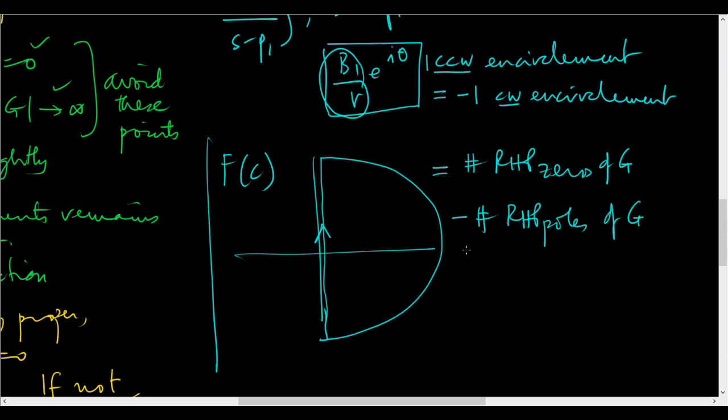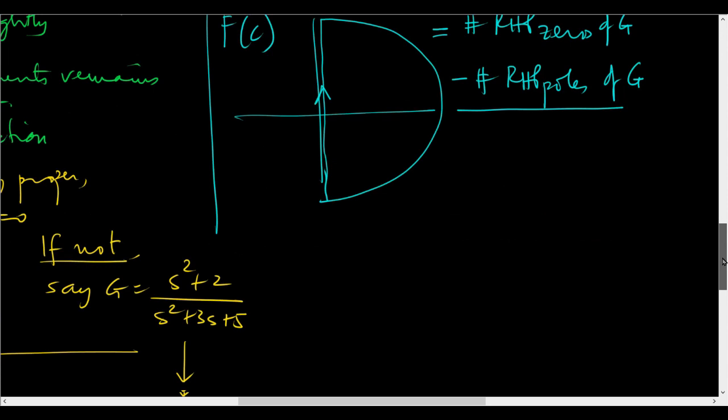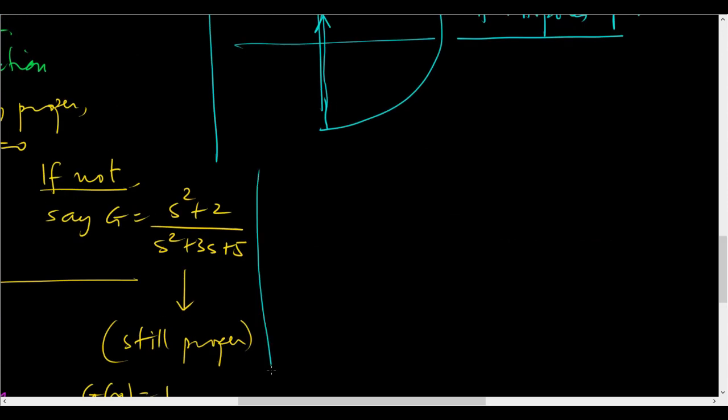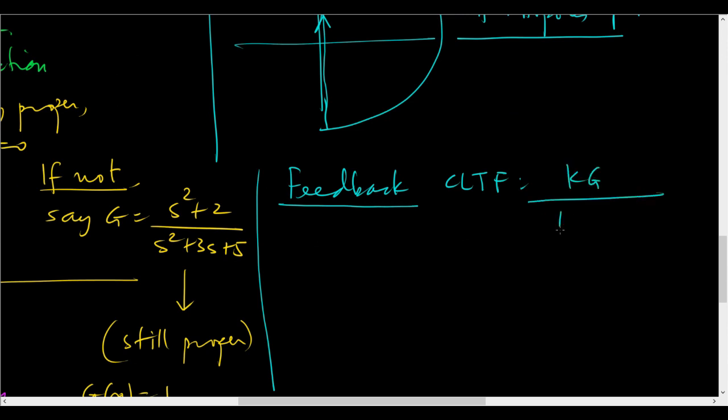Okay, what does this have to do with control? Alright, so we are interested in feedback, and we are interested in the closed loop transfer function, which is kG over 1 plus kG with unit gain in the feedback loop. But let us just think of this as G right now. So let's just say G over 1 plus G.